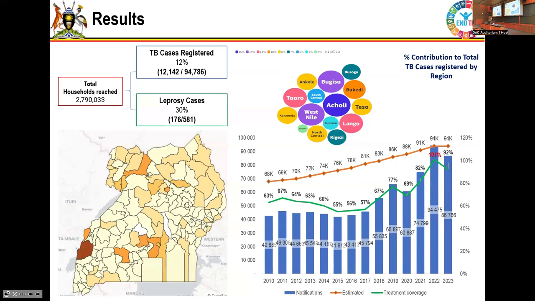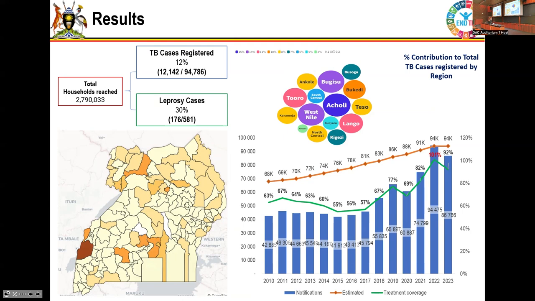I'll start from the graph. Those were the gains that we had from 2010. The estimation is done at WHO level, the modeling. So we know the incidence has been going up and up and up. You can see in 2019, when we had reached 77, then we went down. So we said we can't wait for another year to continue going down. That's where we started the CAST TB campaign, and it got us to 82%.